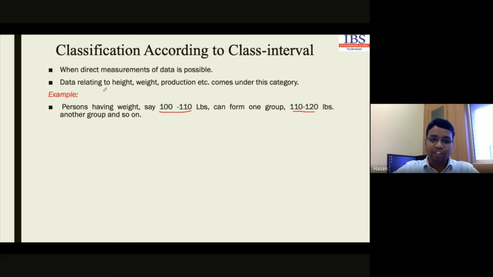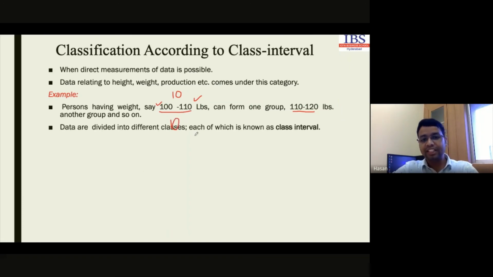If we are talking about 75 patients, and the weight of 10 patients lies between 100 and 110 pounds, then 10 will be the frequency for this particular class. Each class has two boundaries, a lower boundary and an upper boundary. The length of the class, 100 to 110, is 10. This 10 is known as the class magnitude.